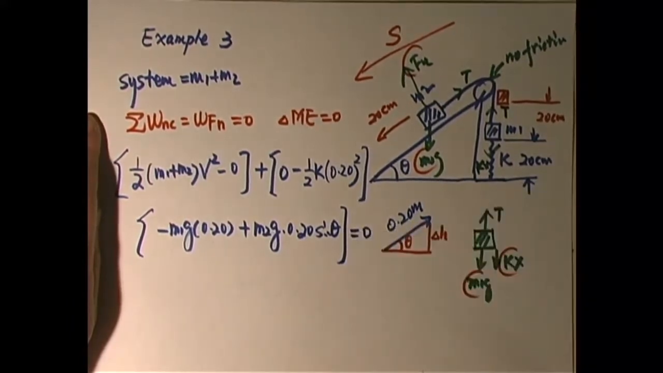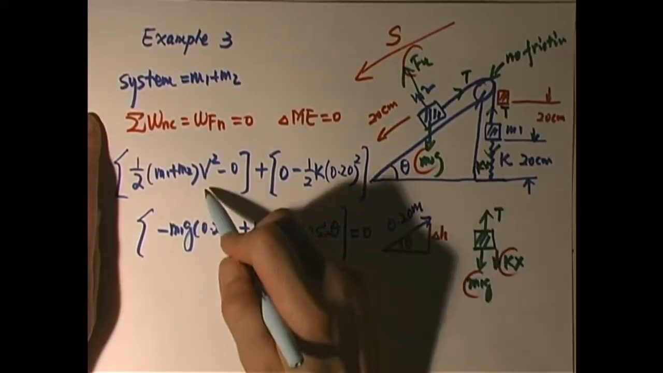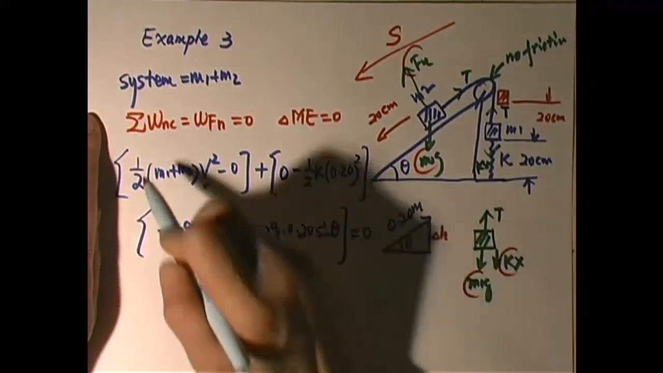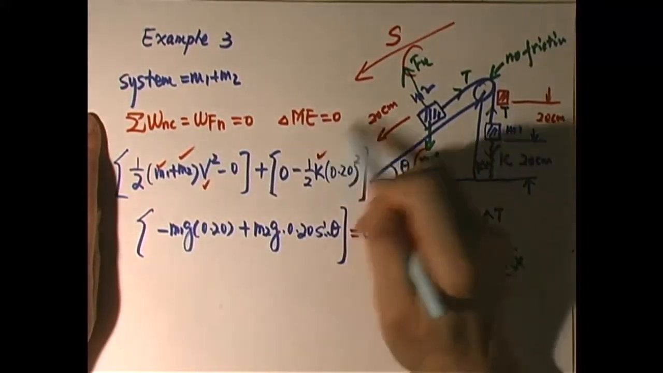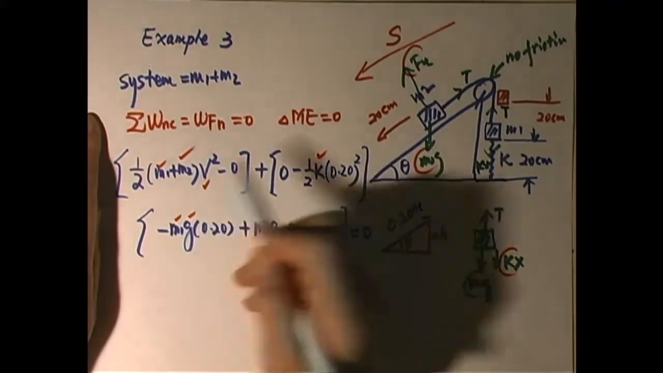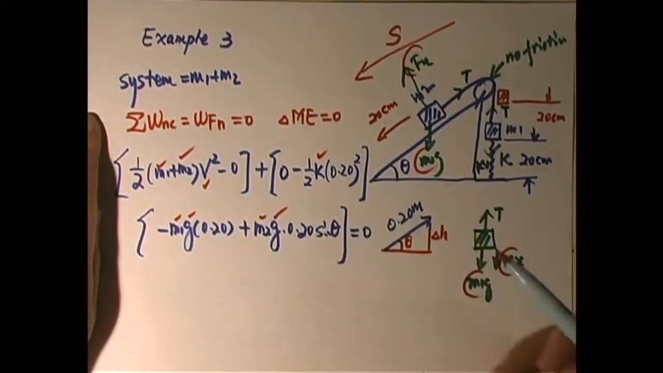That equals 0. Let's examine. Our question is to find the V. We know everything else. Mass, we know. Spring constant should be given. And G is a constant. And the angle of the slope, we can find that.